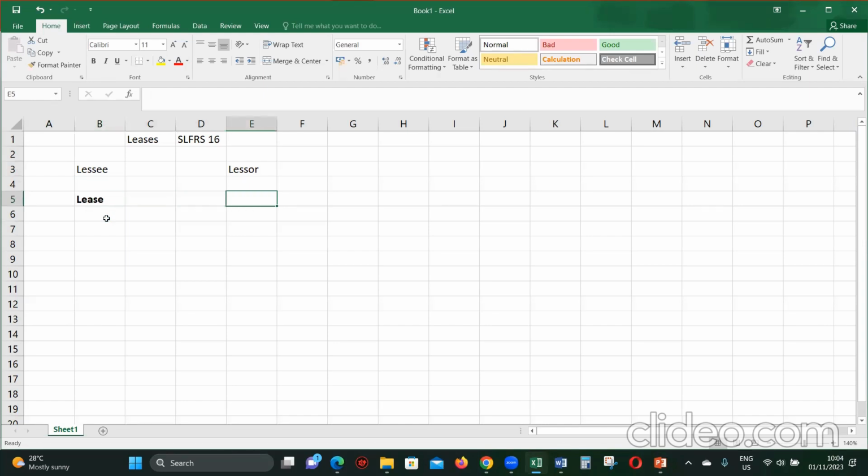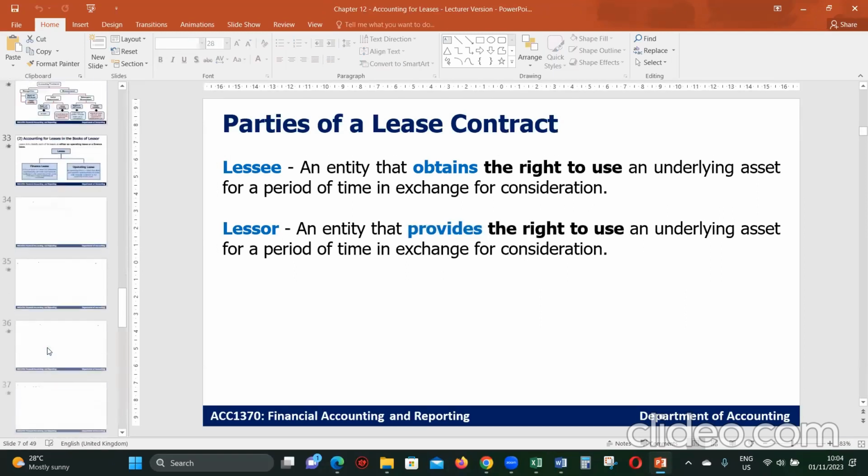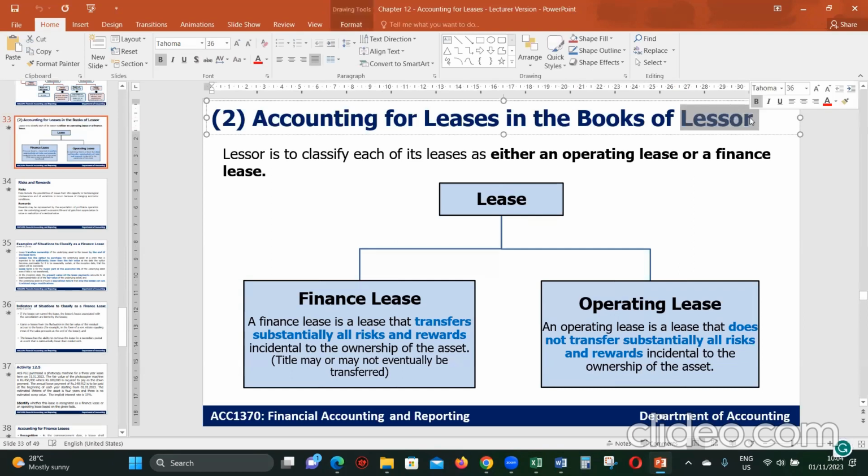But when it comes to the lessor, leases are of two types, right? What are those two types? It can be a finance lease or it can be an operating lease, that you know, right? If I just go to the relevant slide here, slide number 33, you can see we have categorized finance and operating lease. That is for the lessor, not for the lessee.